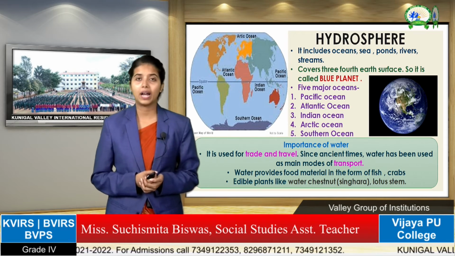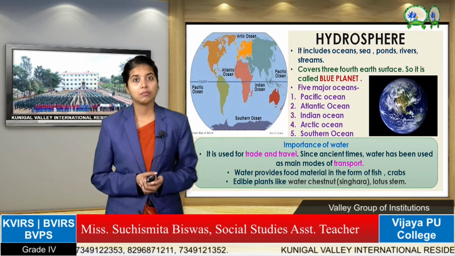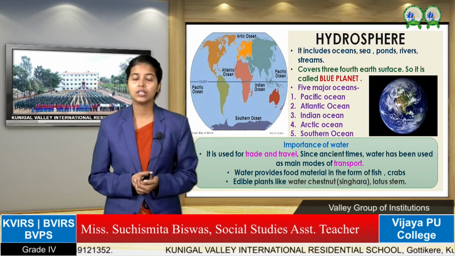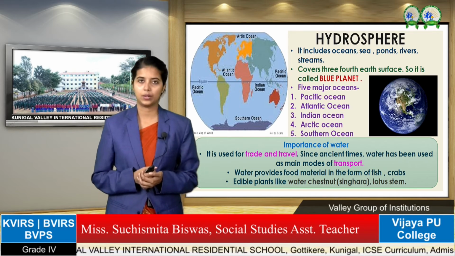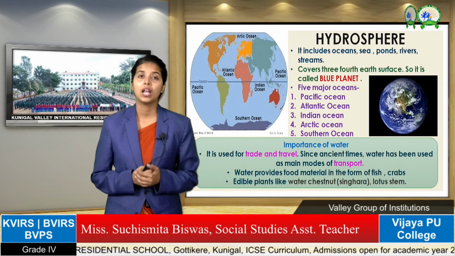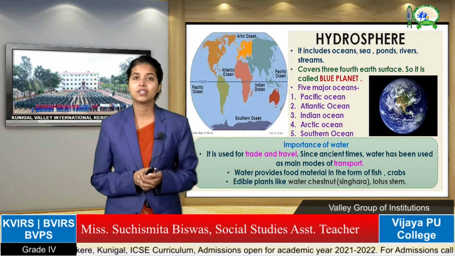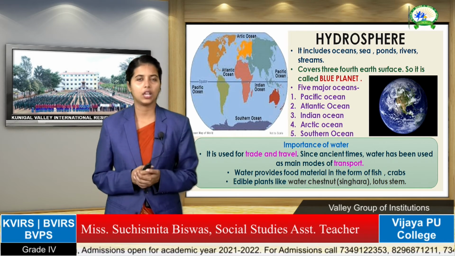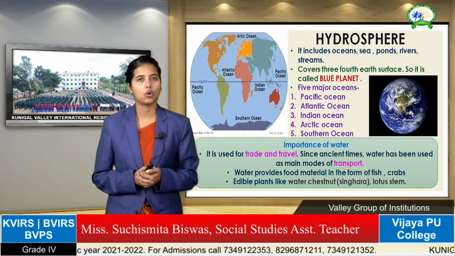That is for drinking, for bathing, for manufacturing goods, for creating something, and we also have aquatic life under the water. Under the water there are so many features and so many different kinds of life. Some plants we can have from underwater, like edible plants such as the water chestnut, called singhara, and the lotus stem, also called kakri. So the hydrosphere includes all the water bodies.